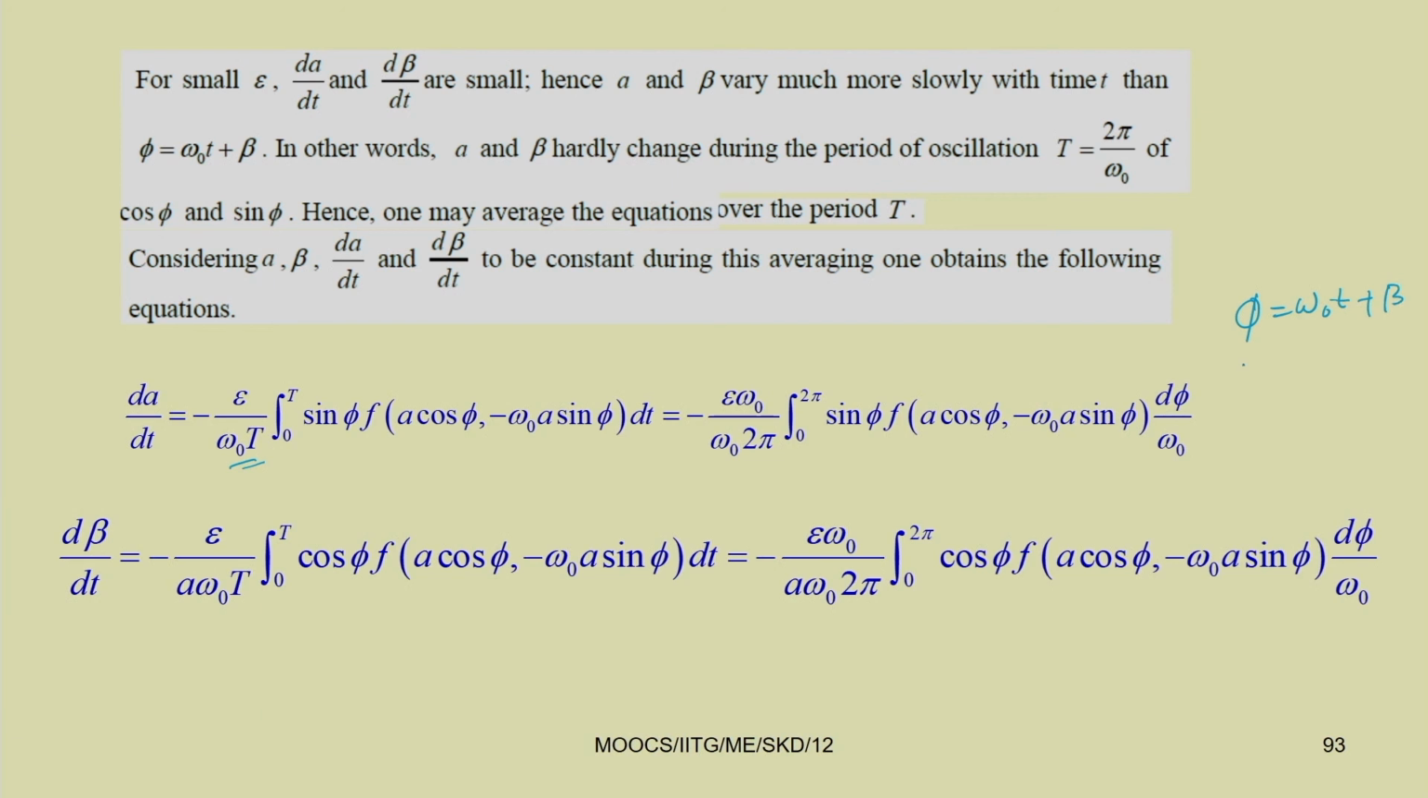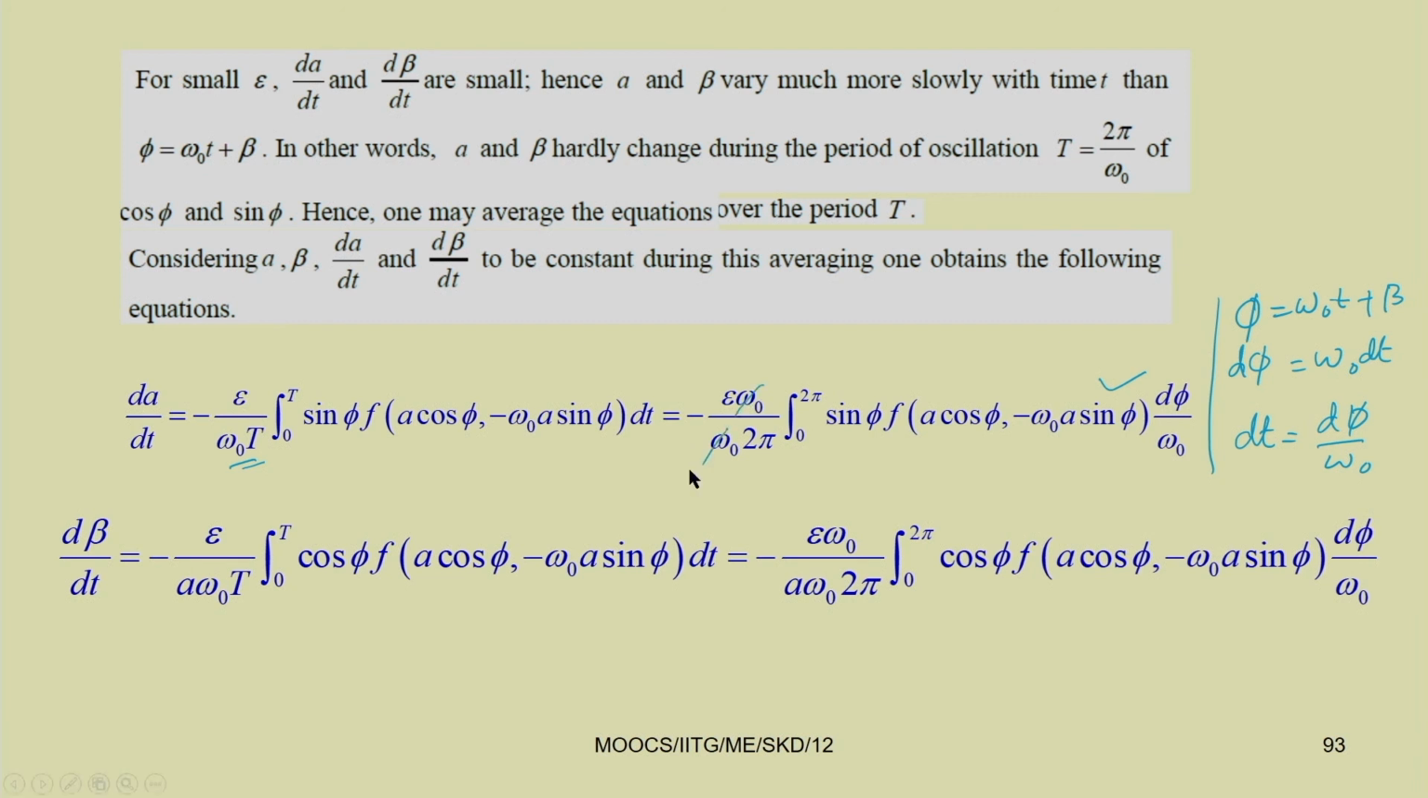Differentiating, d phi becomes omega 0 dt, since beta we are considering to be constant, so d beta equals 0. So dt can be replaced by d phi by omega 0. Substituting this, dt equal to d phi by omega 0, we can get this equation. There is one more omega 0 here, so this omega 0 cancels.